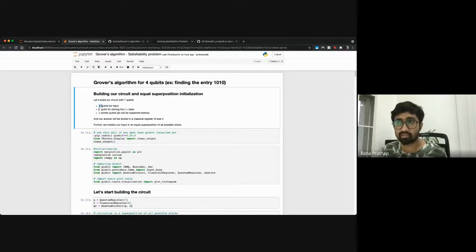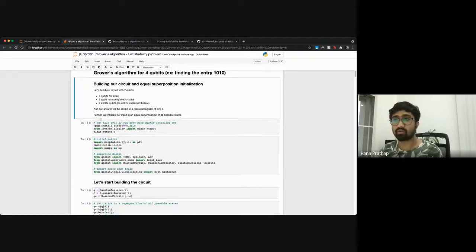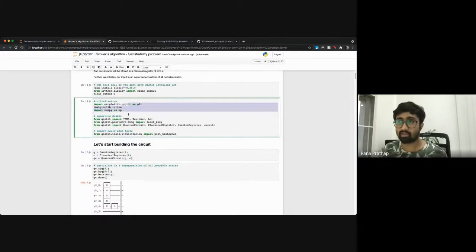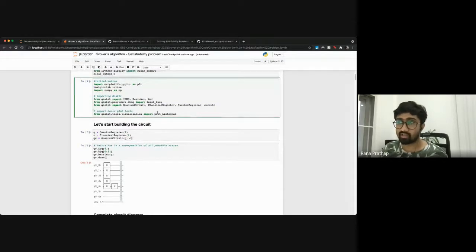We need 4 qubits. You need 1 qubit to store the state minus, because that's where you're going to do the NOT, or that's where you're going to flip it so that you can get a specific negative sign for the states that you're looking for. Okay, so first, there's a bit of initialization happening: Matplotlib, NumPy, Aer, and quantum circuits, etc. And also you need to import this for visualizations later.